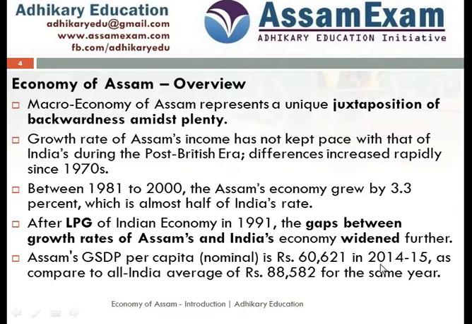If we see current data, maybe overall India's per capita GDP has come to around 1 lakh rupees. Assam's might have increased by 5 or 8,000 rupees. So you can see the gap is there, and the gap is not getting minimized, it is increasing day by day.